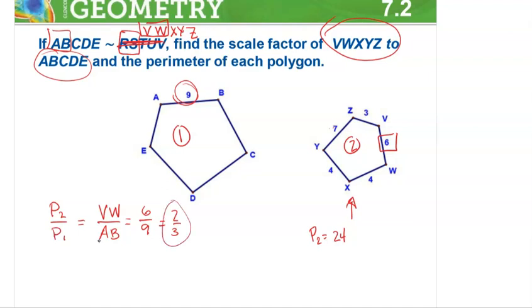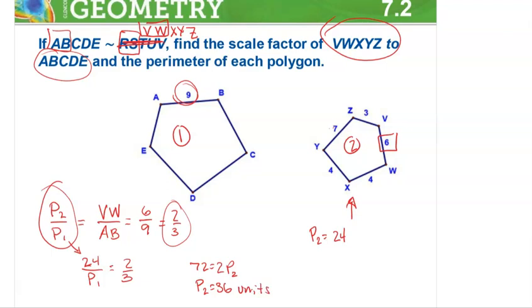So now I'm going to take this ratio and this ratio and put them equal to each other. So the perimeter of 2 is 24 over the perimeter of 1, and that equals 2/3. So we get 72 equals 2p. So p, or the perimeter of shape 1, equals 36. So this one, and it's just units.